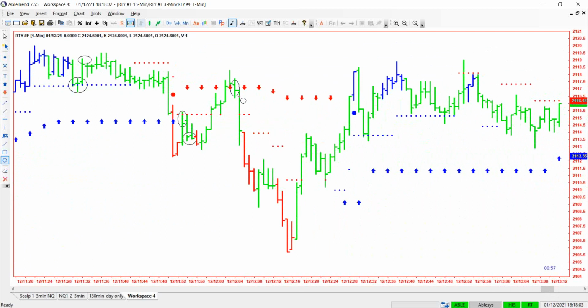Hits the red arrow, closes under the arrow. Not these two, they closed above it. This one here closes under the red arrow. A minute later, 1 point, $50. Just do this all day long.